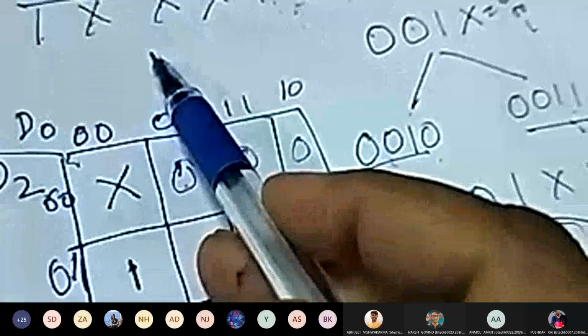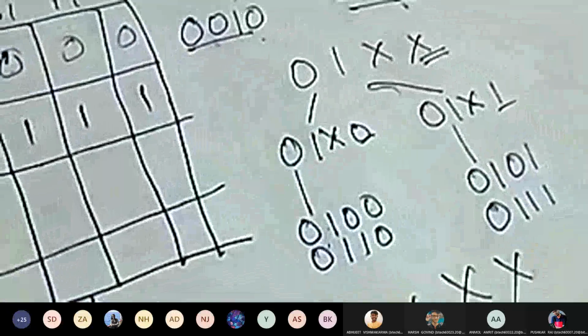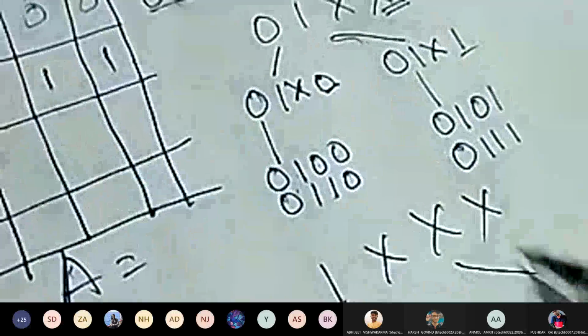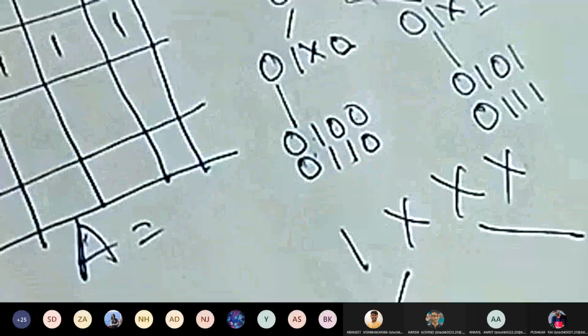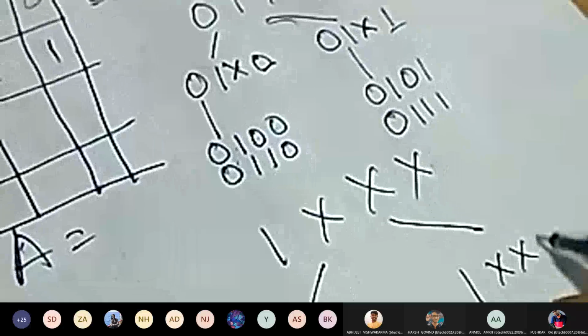Okay, now we'll go to the last one. What is that? That is 1, X, X, X. So what will you write? First you take the two parts. That is 1, X, X, 0 and 1, X, X, 1.